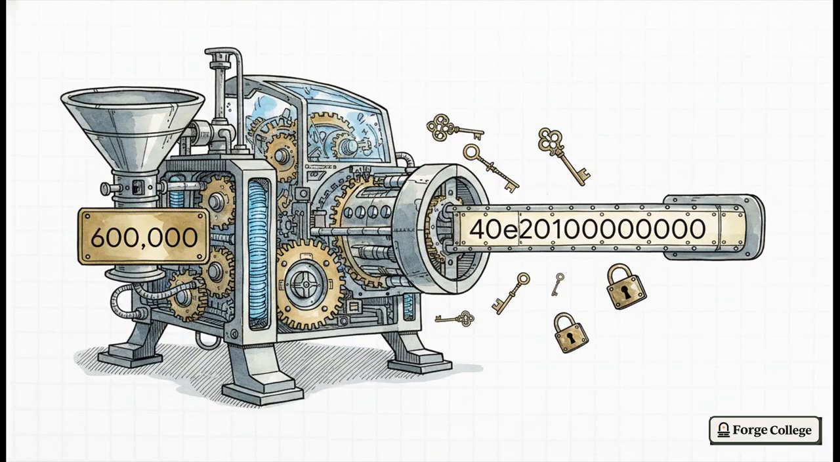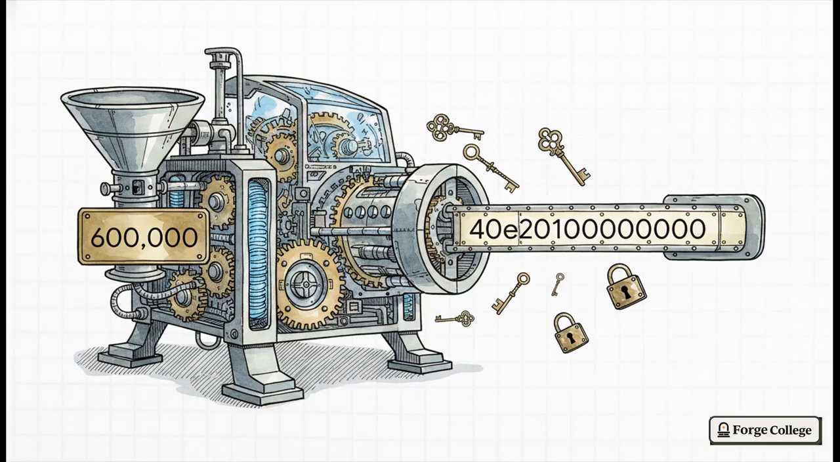So we take our 600,000 satoshis, convert them to hex, and pad them into an 8-byte little-endian format. That brilliantly becomes 40E201 followed by 10 zeros. After that, we add our scriptPubKey. That is essentially the locking script that defines exactly whose digital key can spend this payment later on.